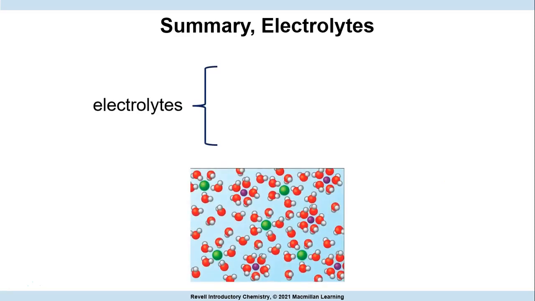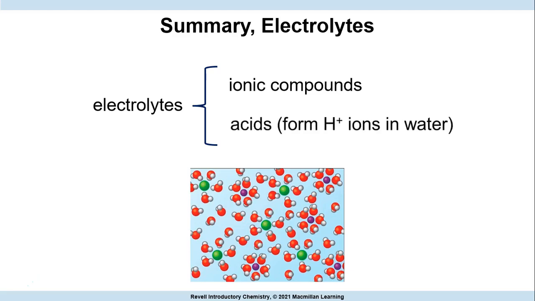Now, the summary of electrolytes. We've said electrolytes can be ionic compounds, in which case the cation and the anion will be formed in solution, or electrolytes can be acids, where the hydrogen ion is formed in water. So that is the end of this chapter.